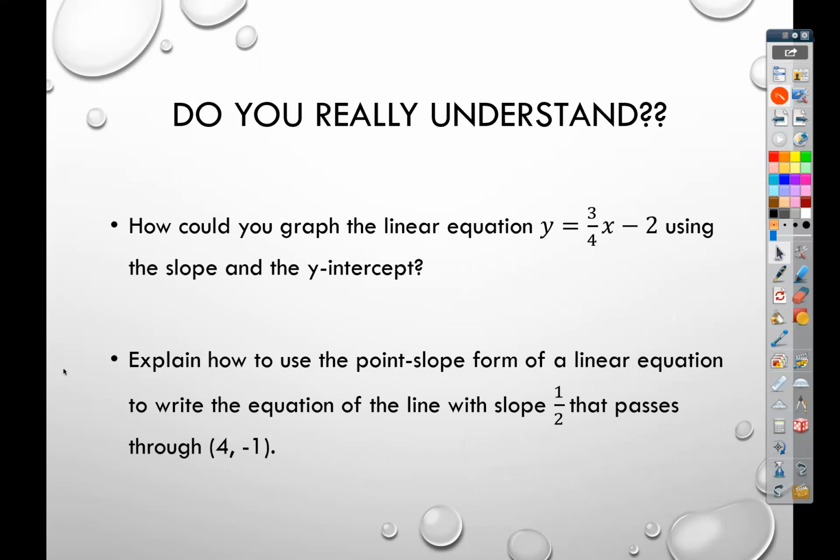So do you really understand? How could you graph the linear equation y equals 3x over 4 minus 2 using slope and y-intercept? And then explain how to use the point-slope form of a linear equation to write the equation of the line with slope of 1/2 that passes through (4, -1). If you can answer both of those questions, then you've got this.